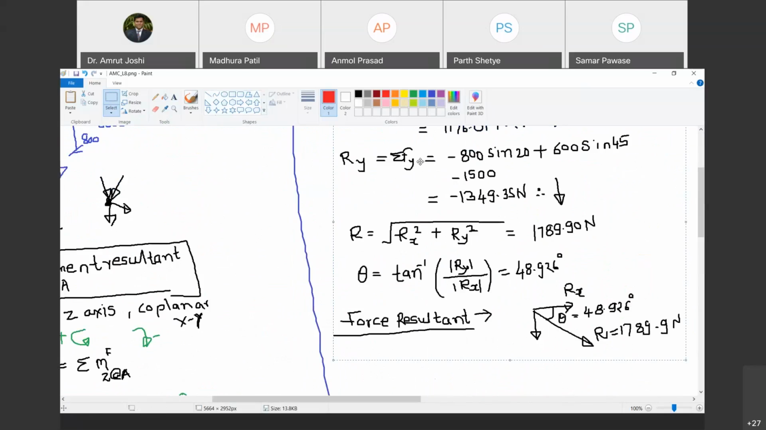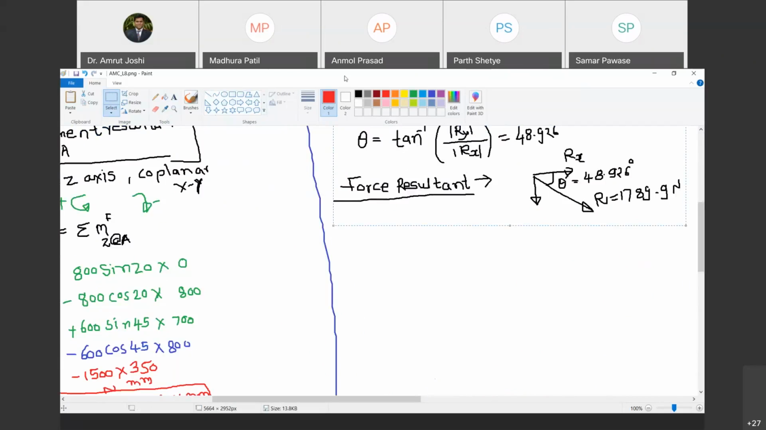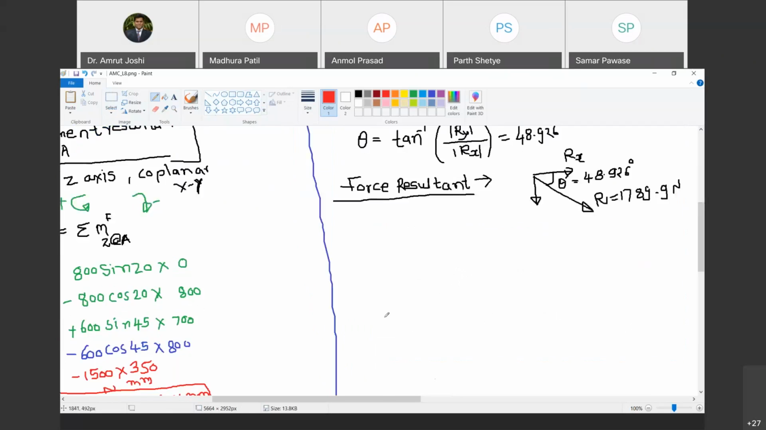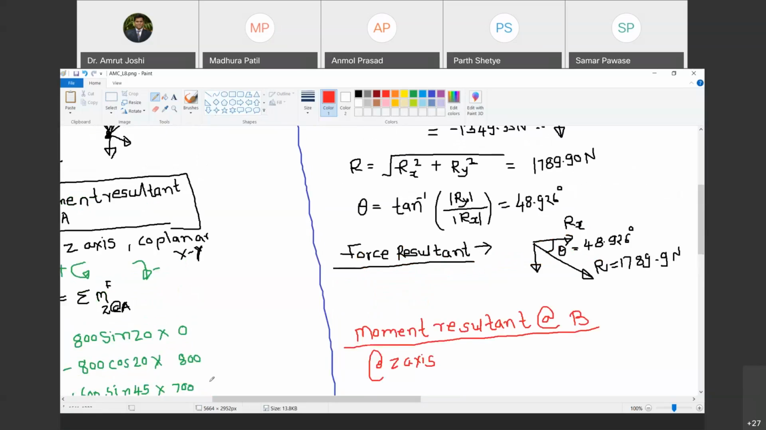Now what about the moment resultant? Is it going to change? Yes, sir. Yes, because we have changed the point where we are finding the moments, and we have discussed in moment of a force that it changes from point to point on the body. Moment resultant at B. We have to understand that it is about the Z axis passing through B. Happy? Yes, sir. Okay, how much is it?